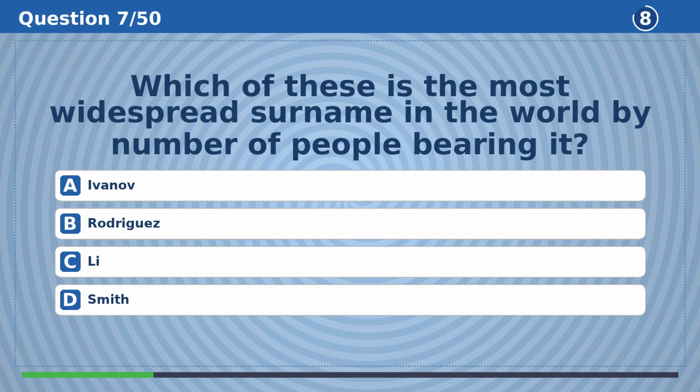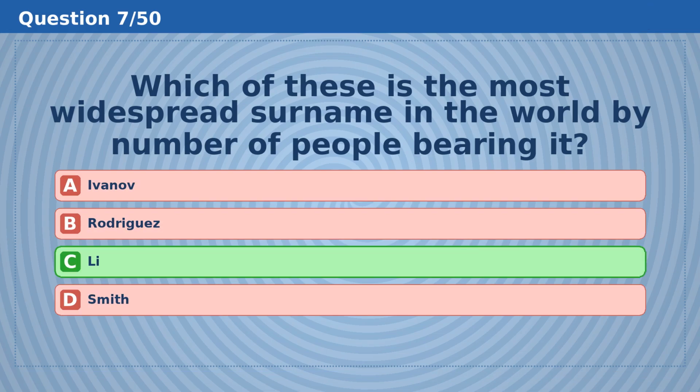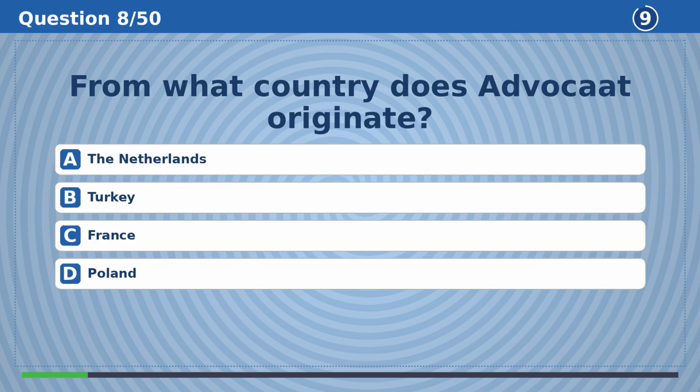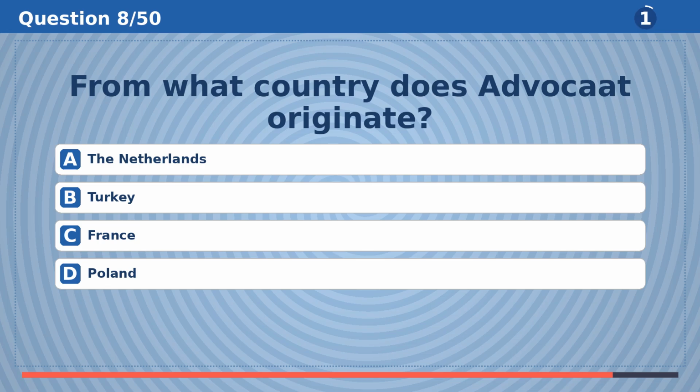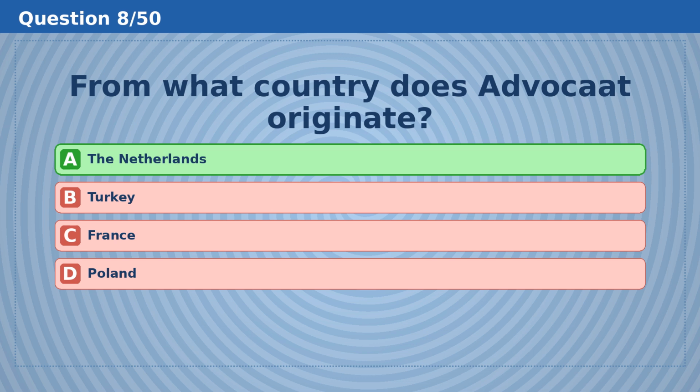Which of these is the most widespread surname in the world by number of people bearing it? The answer is C. Lai. From what country does Advocaat originate? The answer is A. The Netherlands.